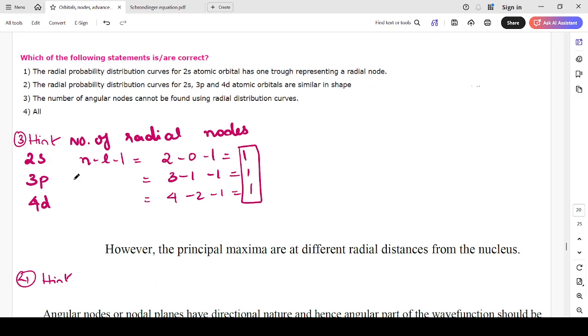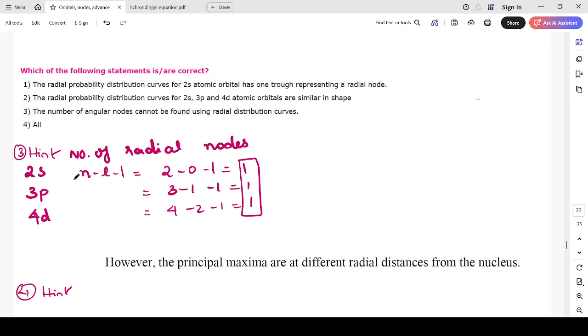Okay. Let's go for the next question. Don't look at the solution. Look at the question and solve it.